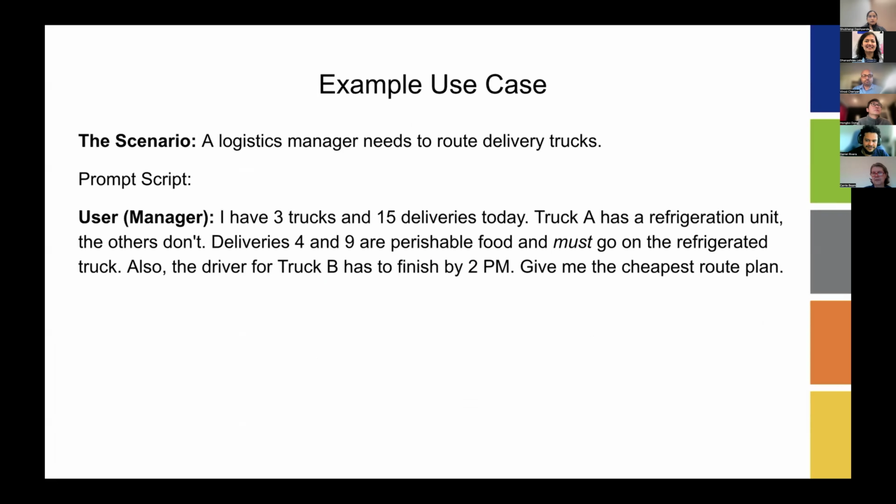So let's have a look at a use case. It is a live scenario where a logistics manager is looking for the cheapest route. The manager has 3 trucks and 15 deliveries, but there are some constraints. Truck A has a refrigeration requirement because of perishable goods, and deliveries 4 and 9 are perishable food and must go on that truck. The driver for truck B has to finish by 2 p.m. So these are the hard constraints that the LLM, the agent, needs to adhere to.